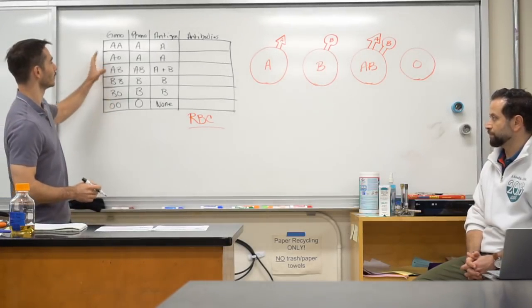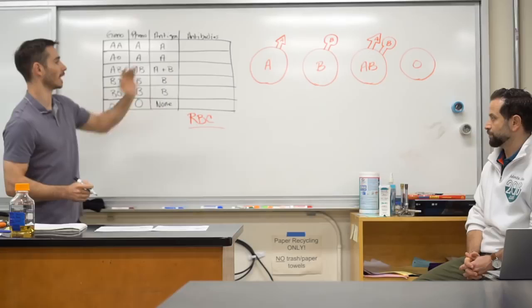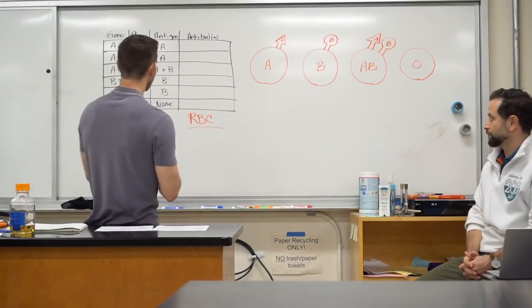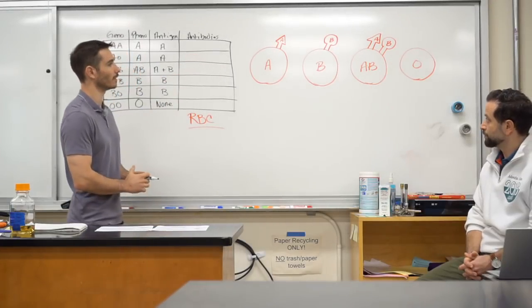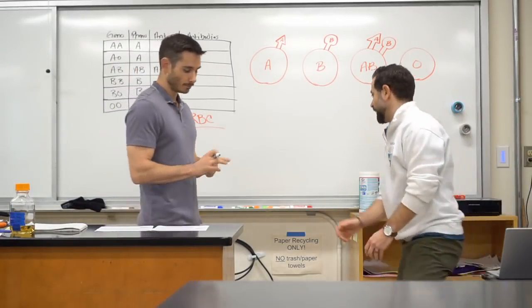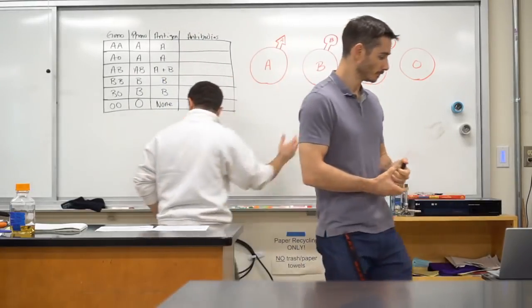So that's the idea between the genotype, phenotype, and antigen. So hopefully that makes some sense. You notice that there's one last column in our first table that we need to fill out about antibodies. That's right. All right. So let's go back to our red blood cells.